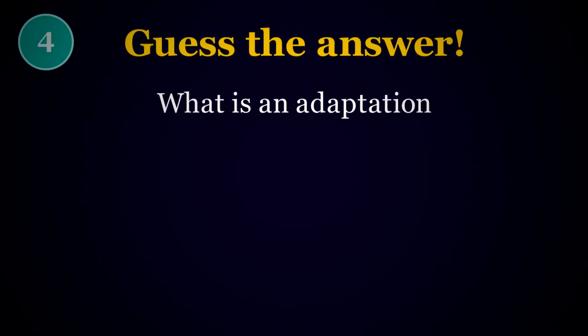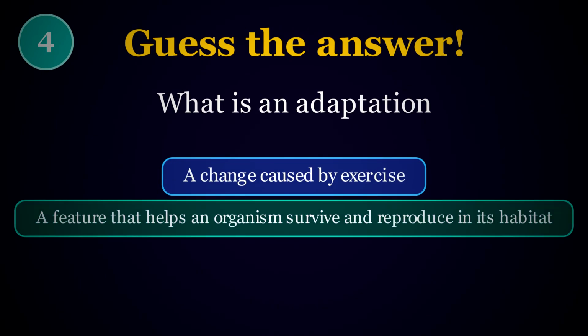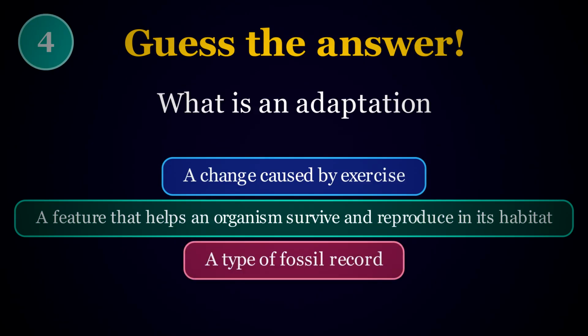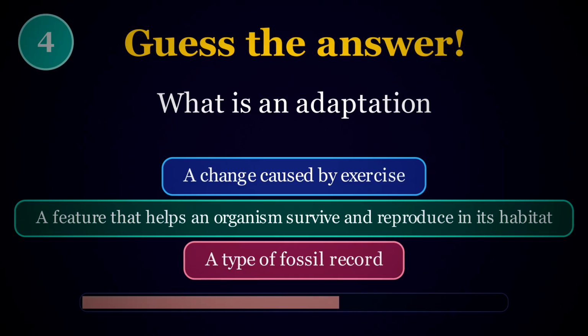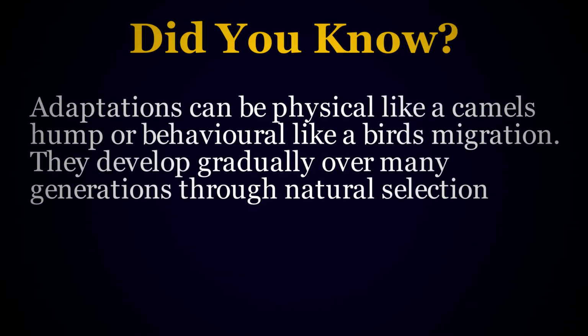What is an adaptation? A change caused by exercise. A feature that helps an organism survive and reproduce in its habitat. A type of fossil record. The correct answer is a feature that helps an organism survive and reproduce in its habitat. Knowledge boost: adaptations can be physical like a camel's hump or behavioral like a bird's migration. They develop gradually over many generations through natural selection.